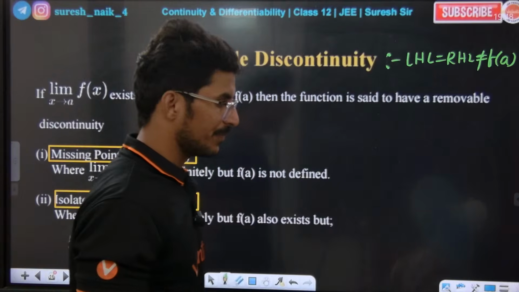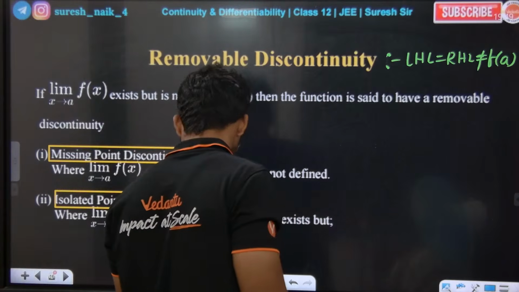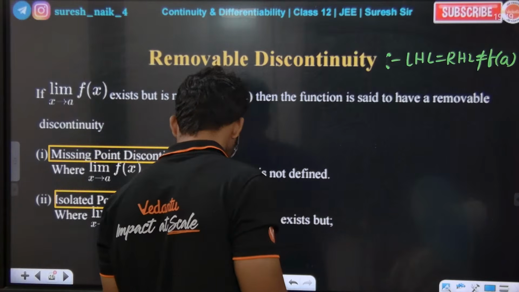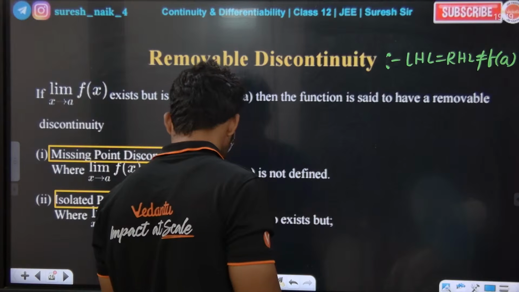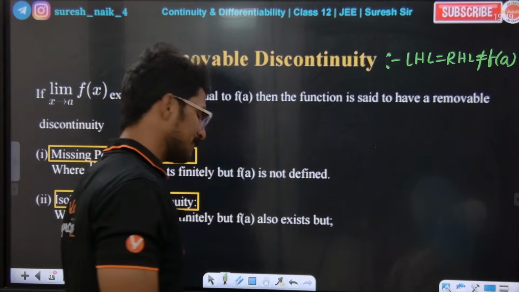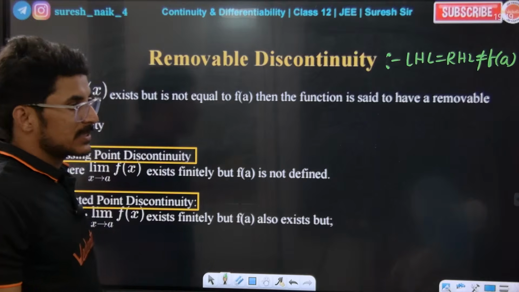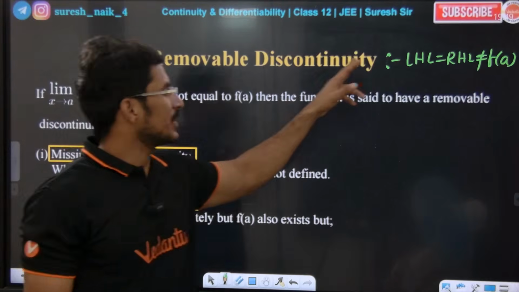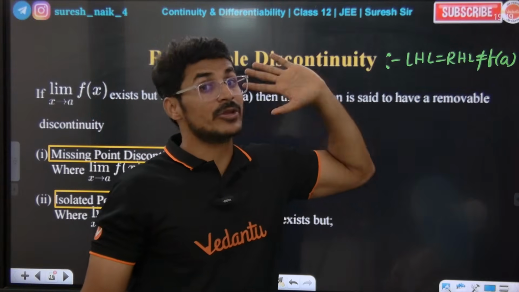Yes, Sham, listen to the class, Sham. Why are you spamming Sham? Okay. Clear? Understood? Yes, sir. Sir, the removable definition is LHL and RHL are both equal but not equal to the functional value.